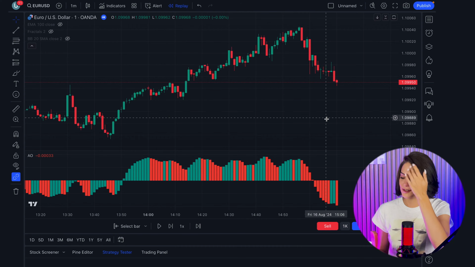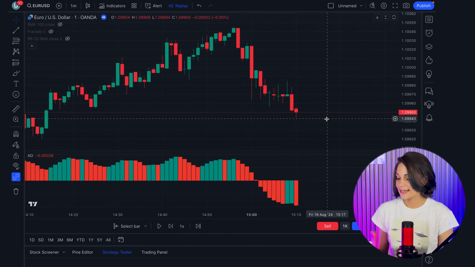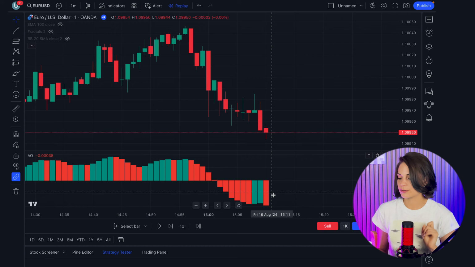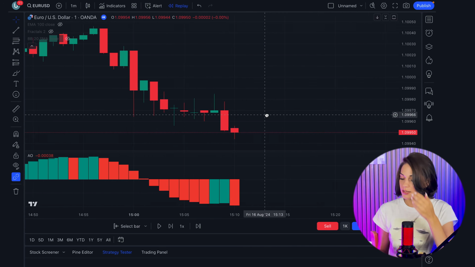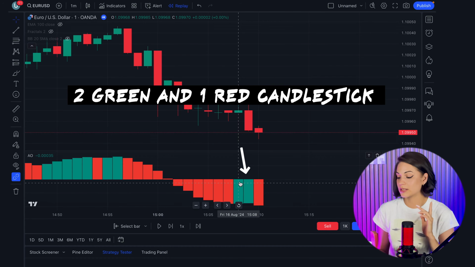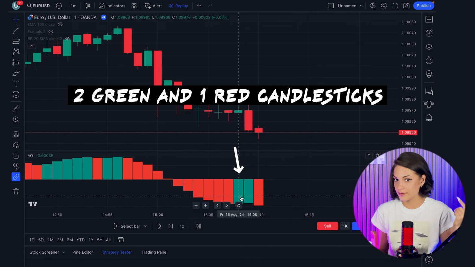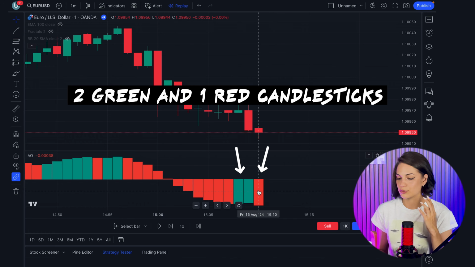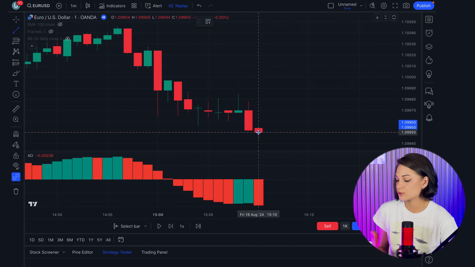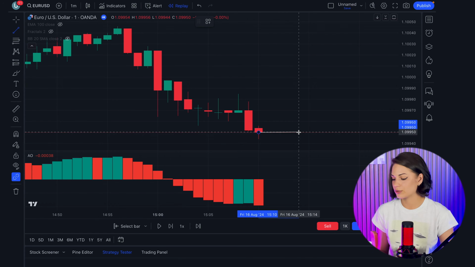Here, everything is the same, but absolutely vice versa. First of all, we need to see that the histogram is going lower than the 0 point. So we have that setup right here. Additionally, we need to find 3 candlesticks. So first green one, second green one higher than the previous one, and the third one is supposed to be red. So we have it here, and we can enter into the downtrend deal after the third candlestick is closed.